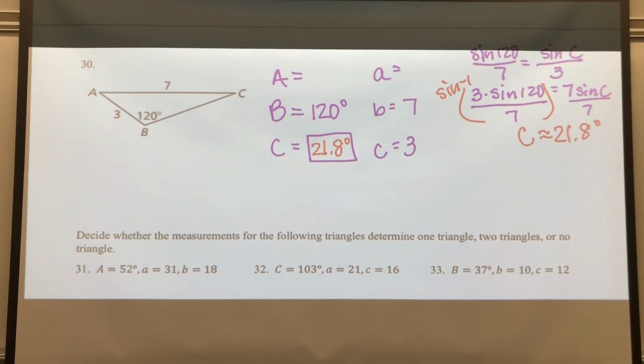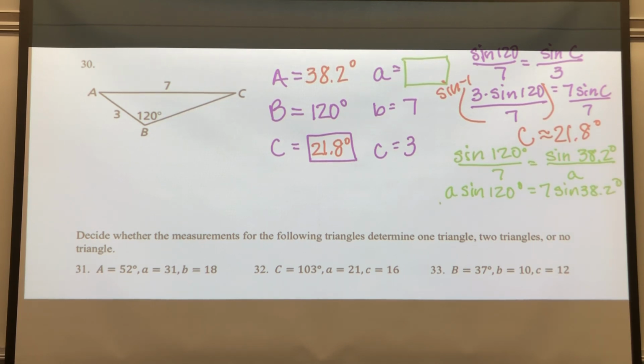Which makes angle A 38.2 degrees. All right, so now for side A, we're gonna do sine 120 over 7 equals sine of 38.2 degrees over A, cross multiply, okay, and A is approximately 5. All right, moving on to 31.